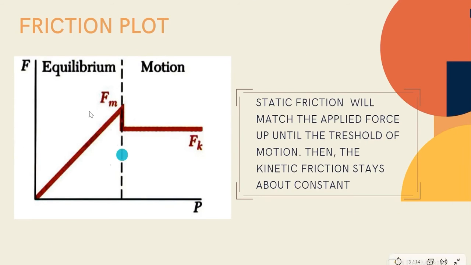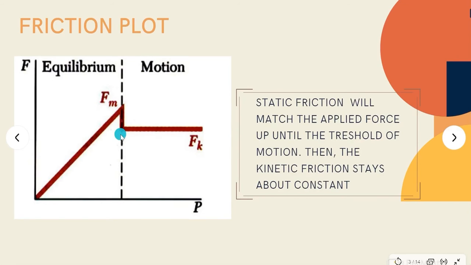The two regions that we will be focusing on are the static region and the kinetic region. In the static region, the static friction will increase along with the increase in applied force until it reaches the maximum value of static friction. Once we surpass this point with an increasing value of applied force, the object is said to break free, enabling it to move or slide.